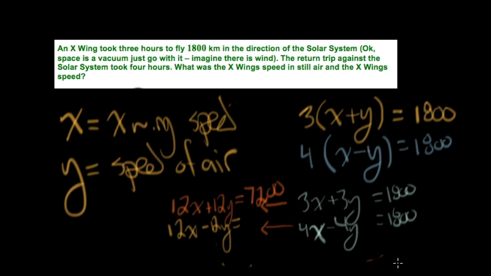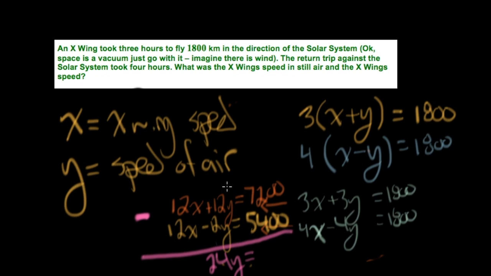But I always like to make sure. Oh, no, it's going to be 5,400. There you go. Okay. Perfect. Let's eliminate this by subtracting. So 12 minus 12, the x's are gone. 12 minus minus 12, ooh, tricky. That's going to be 24y. And I'm subtracting. So 72 minus that, 54. And I'm going to get 1,800.